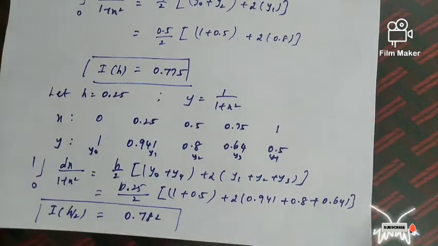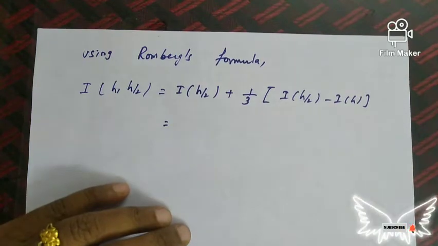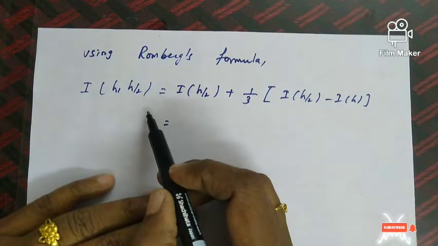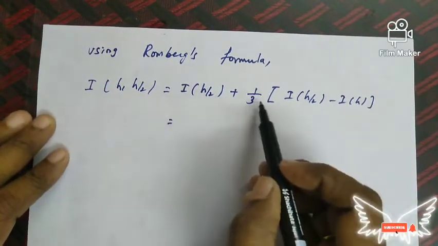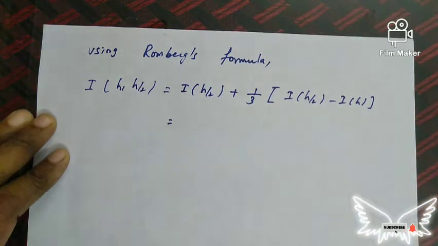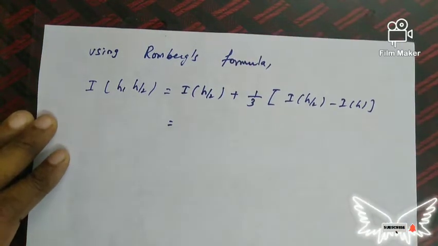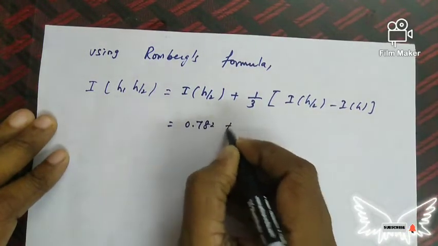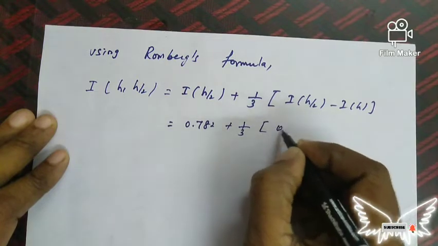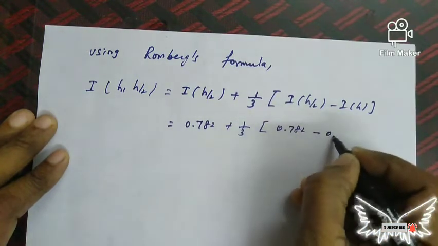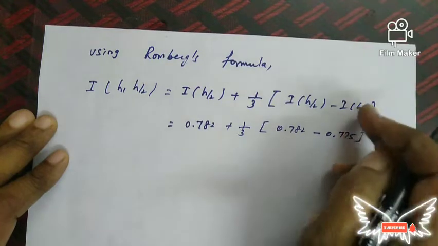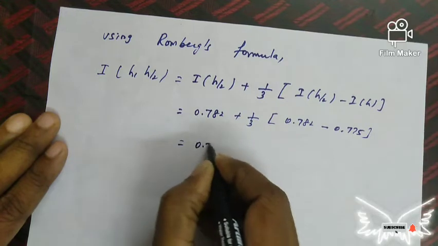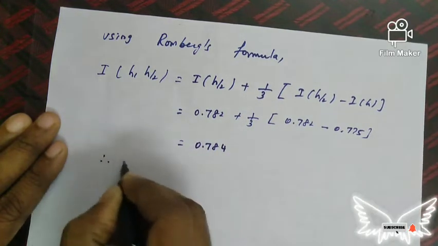So after finding the values of I of h and I of h by 2, using Romberg's formula we can write I of h comma h by 2 equal to I of h by 2 plus 1 by 3 into I of h by 2 minus I of h. Now substituting all the values: I of h by 2 is 0.782, so 0.782 plus 1 by 3 into 0.782 minus 0.775. This is our first I value. Using a calculator we can get the answer as 0.784.